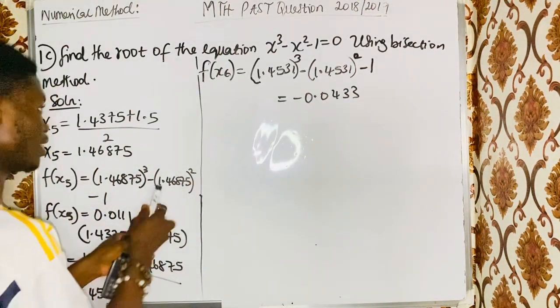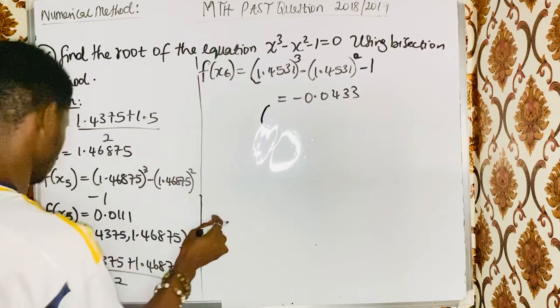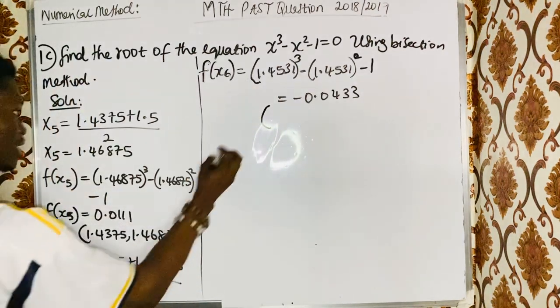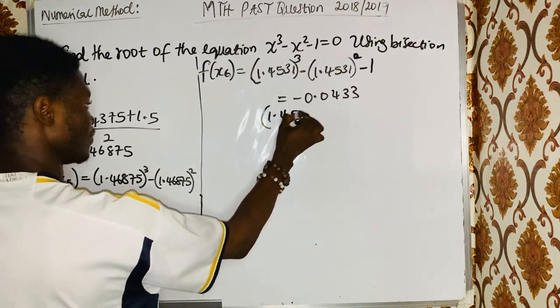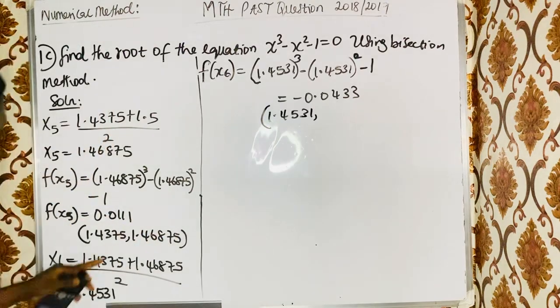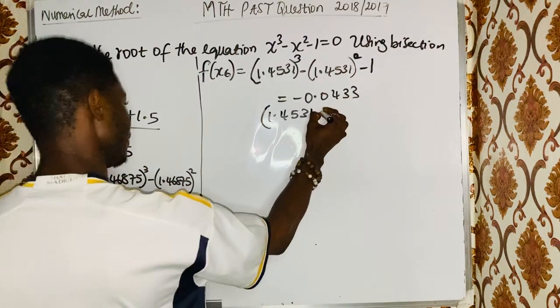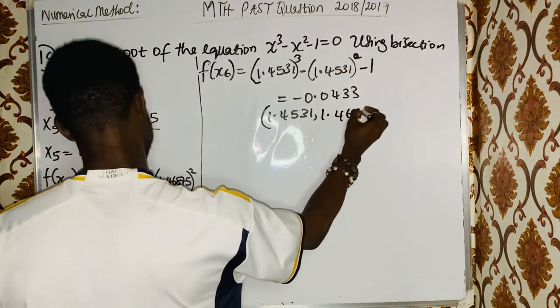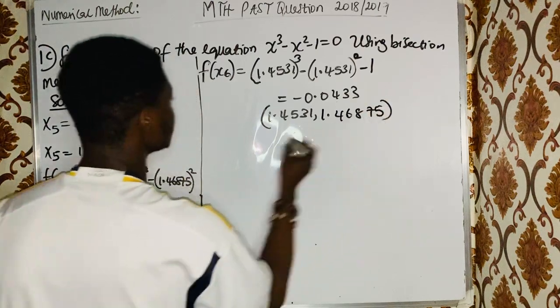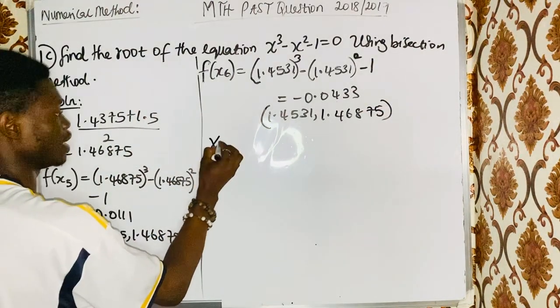So our interval will be what? This one gave us negative. What gave us negative? 1.4531, comma. We are still using our positive 1.46875. So we are now going to do for x7.